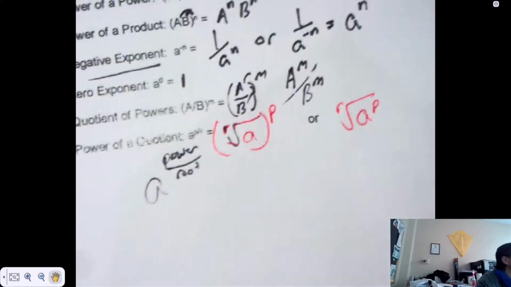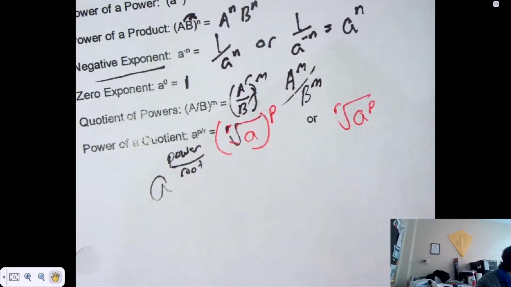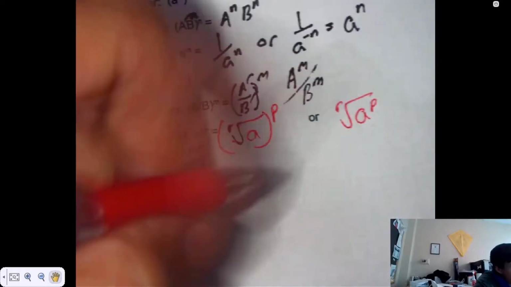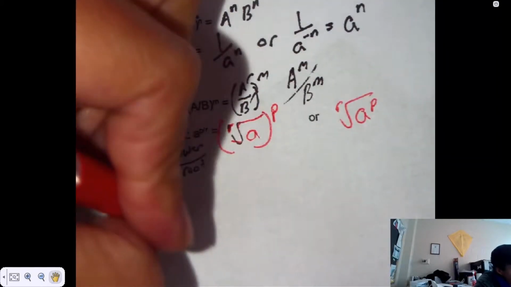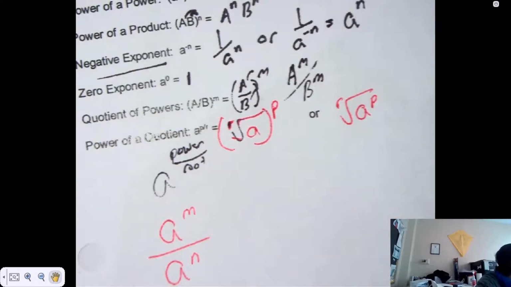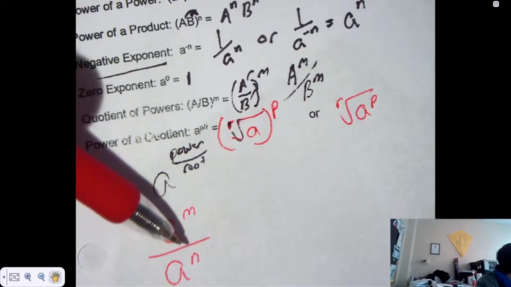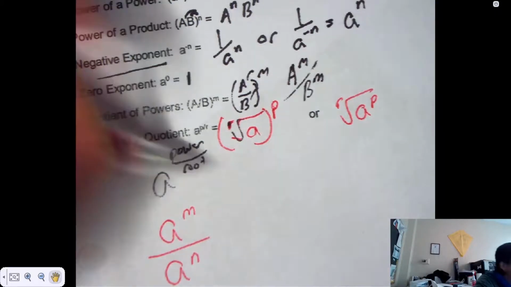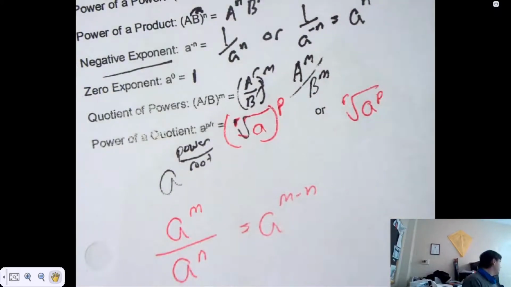And there is one missing. It's this one right here. Some a to some m sitting over some a to some n. Now multiplication, if you go back up top, the first thing we did, was about addition. Division has to be about subtraction, because they're opposite actions. So a to the m minus n. Those are your exponent rules. It's about time you memorized them.